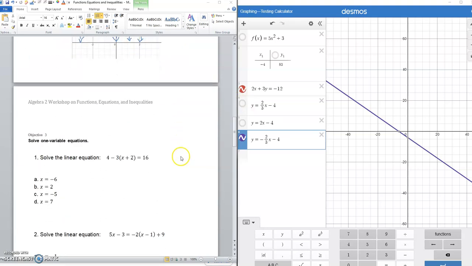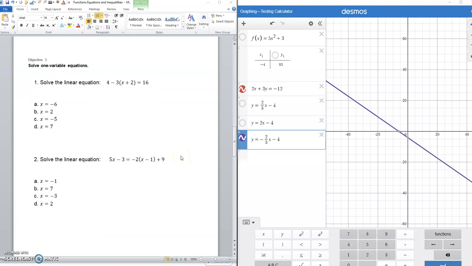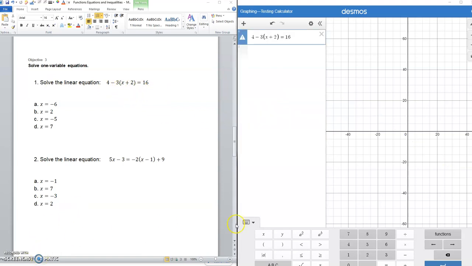Okay, so now let's go and do our objective 3. Objective 3 says solve one variable equations, and let's go and do example number 1. This is your function, guys, and so go ahead and plug that in right now. Okay, so I intentionally made you do this on your own because I'm sure that you're going to plug it in this way. So the answer to that, the thing is, you cannot do that.